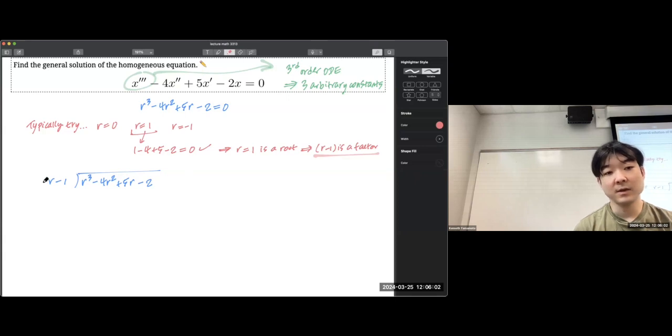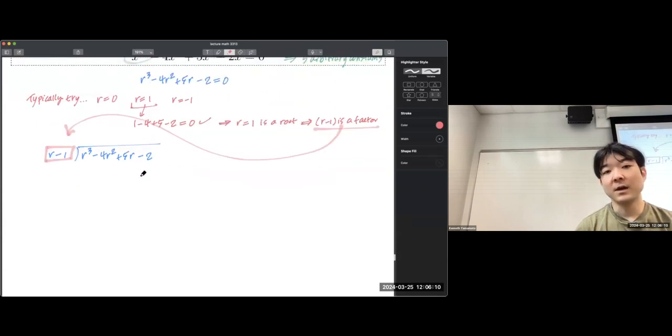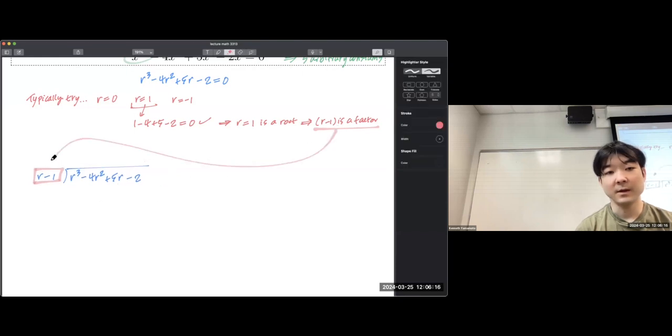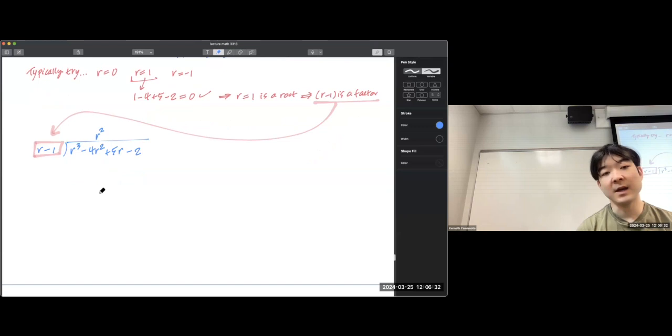So I'll just go down. And the way you do this is you look at this and say, r minus 1, how many times can it go into r cubed? It goes in r squared times. And then I write that on top of the r squared so that it matches at the end. If you do r squared times this, you get r cubed, which is the whole point, minus r squared.